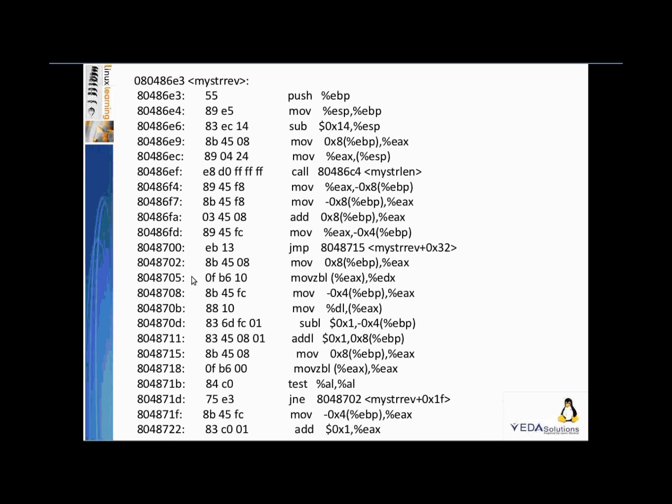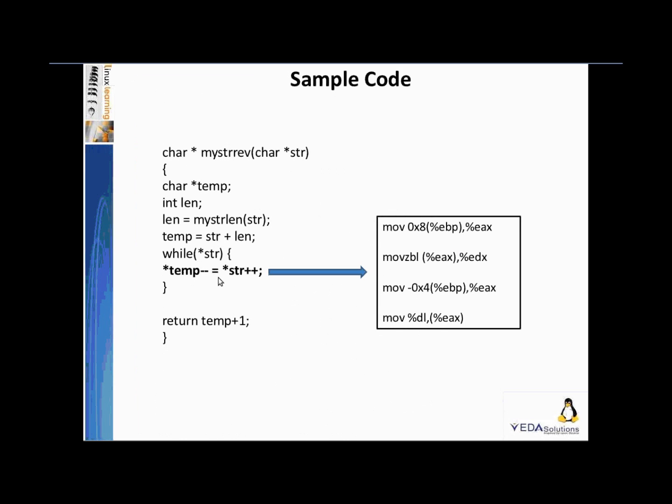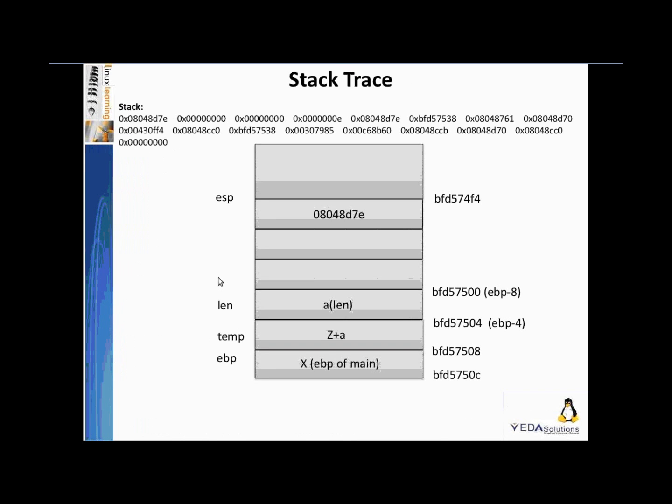While executing this particular instruction in our source, let's take a look at the current state of the stack. The current state of the stack is this: we know the ESP location, we know the length is stored in the stack, and temp is pointing to the end of the string, with that location's address stored in the temp pointer. So we have assumed z plus a to be the address of temp, we have assumed the length of str to be a, and we have assumed that x is the value stored in the EBP of main.